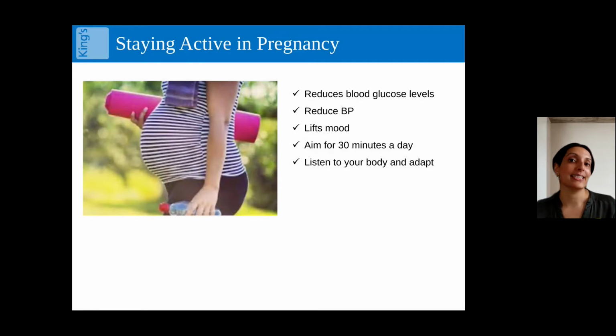And do make sure you're listening to your body and adapting as you progress through your pregnancy, because you're likely to have some days where you're able to do a bit more exercise and some days where you're just not really feeling as energetic. So that's absolutely fine.